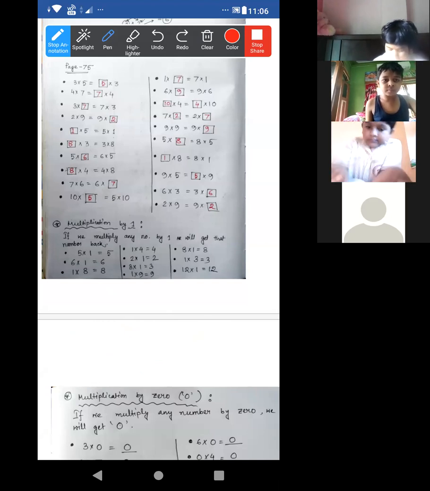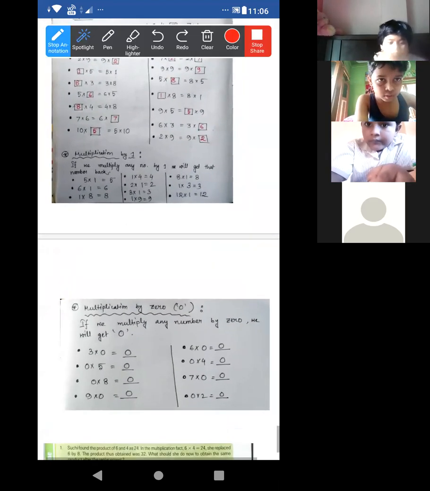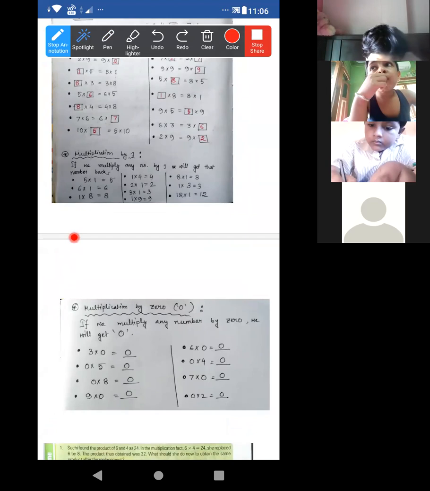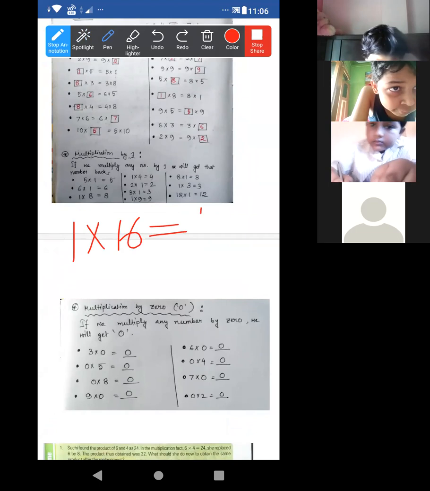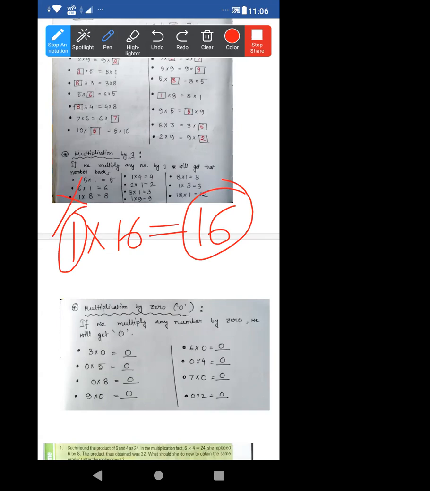Okay, good. Now, what is the property of 0? Look at this. Property of 1 means here we'll get that number back. 1 is vanished. Suppose 1 into 16. Then look, we are getting 16. Here 1 is vanished. But in case of 0, what to do? If we multiply any number by 0, suppose 0 into 16, then this 16 will get vanished. We will get this 0 back.